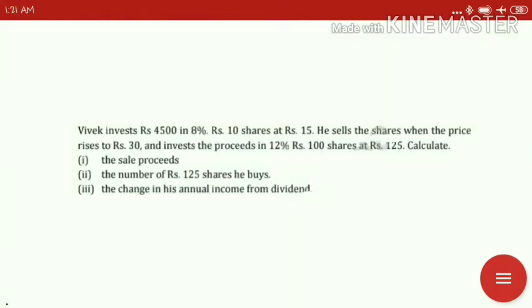This is our first question. This question came in the year 2010. It is written that Vivek invests rupees 4500 in 8% rupees 10 shares at rupees 15. He sells the shares when the price rises to rupees 30 and invests the proceeds in 12% rupees 100 shares at rupees 125. Calculate the sale proceeds, the number of rupees 125 shares he buys, and the change in his annual income from the dividend. So you can pause the video and do it yourself, or I will solve it here.